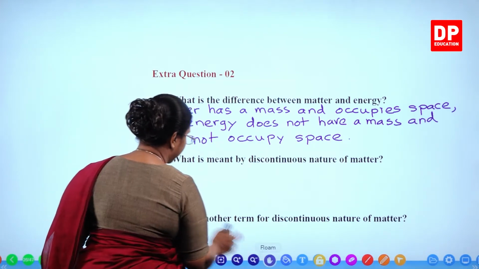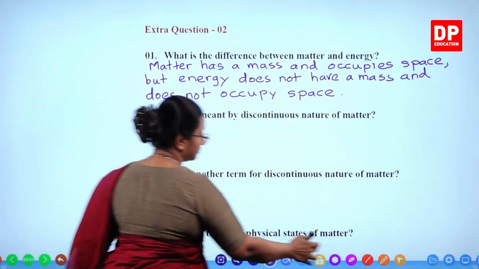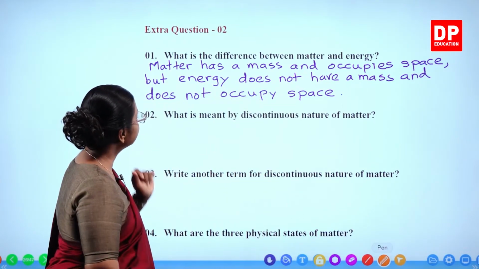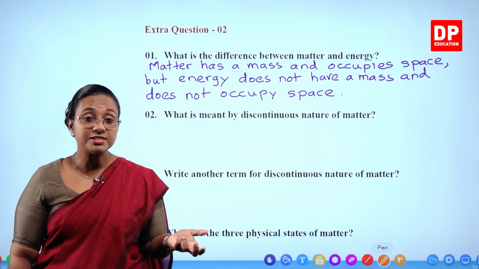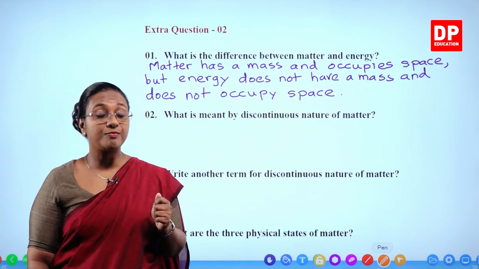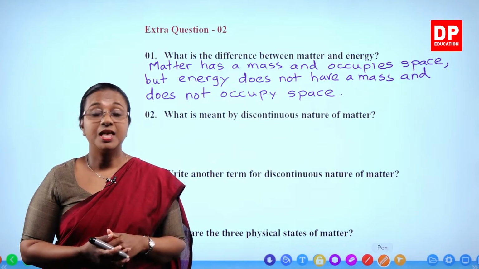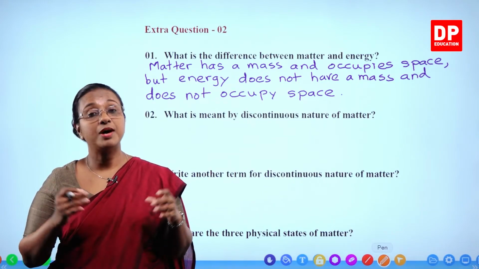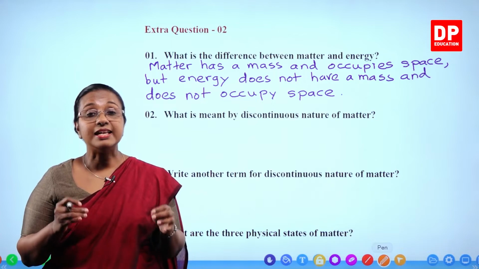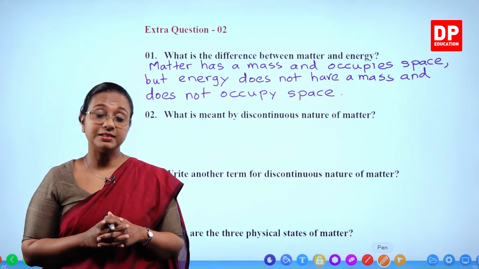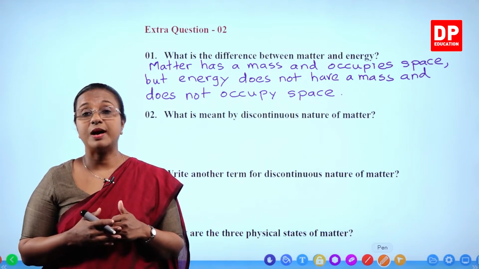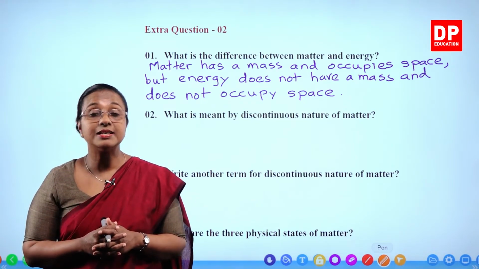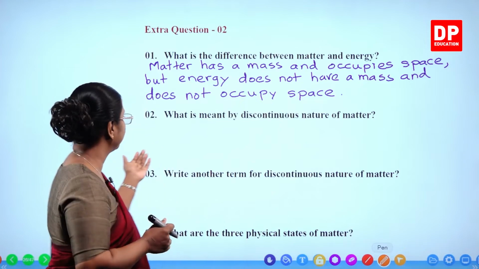Then the second one. What is meant by discontinuous nature of matter? Discontinuous nature or particulate nature of matter. What is that? Matter is made up of particles that have space among them. Or you can say matter is an arrangement of particles with space among them. That is what you have to write here.